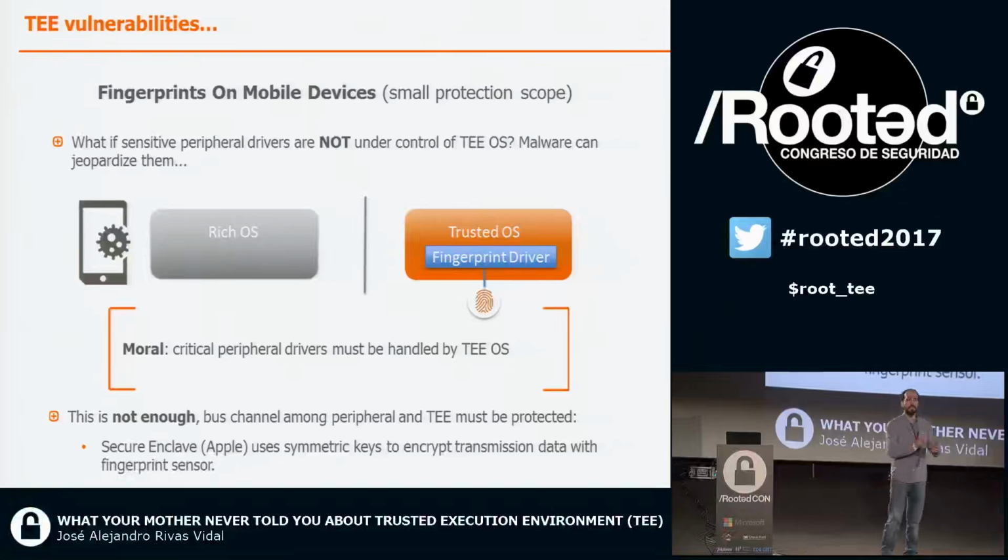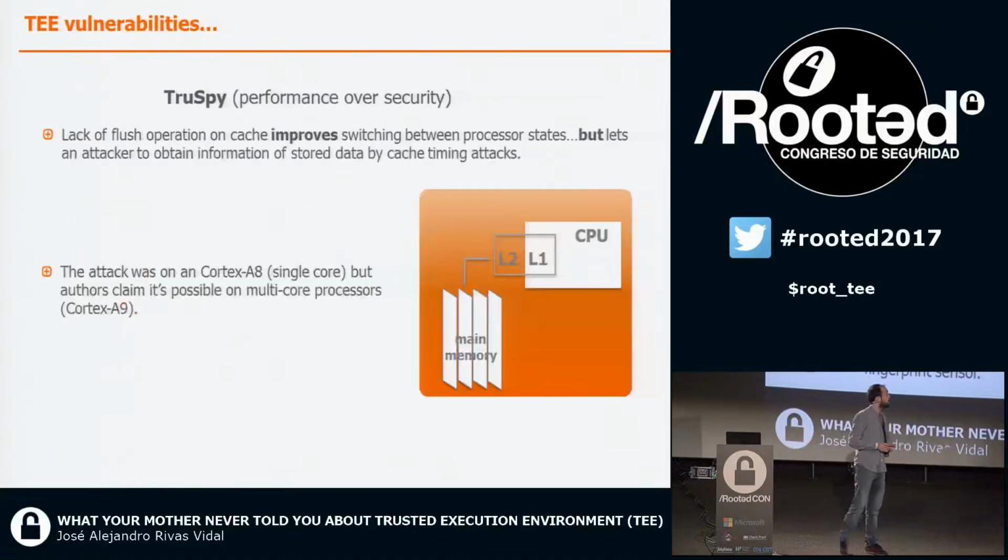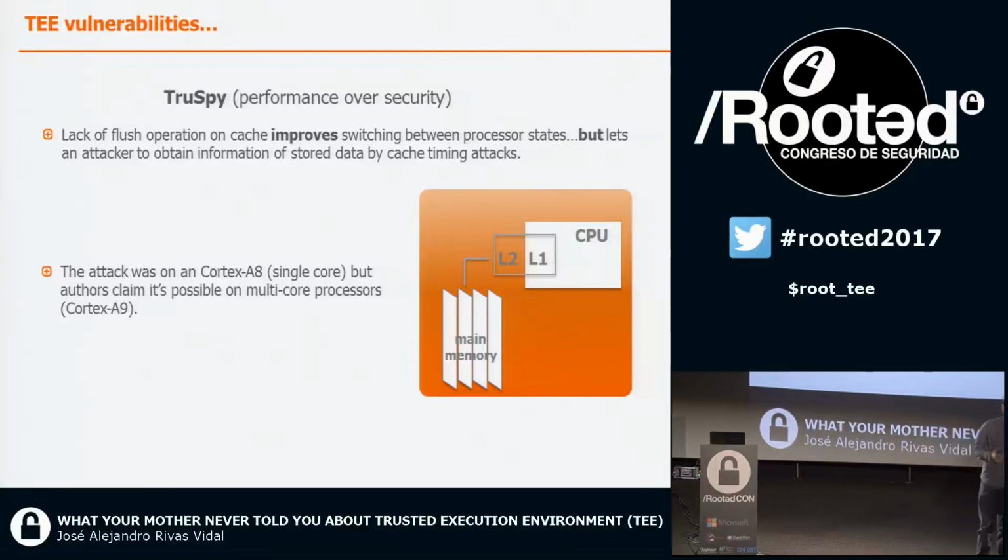The communication bus between the fingerprint sensor and the TEE is not protected with this measure, and we could have an attacker that connects directly to the bus and obtains all the information. And here, other countermeasures may be necessary. For example, here we have Apple's example that enciphers the communication between the fingerprint sensor and the TEE. Last year, a piece of research was presented on the cache memory management in processors that use TrustZone.